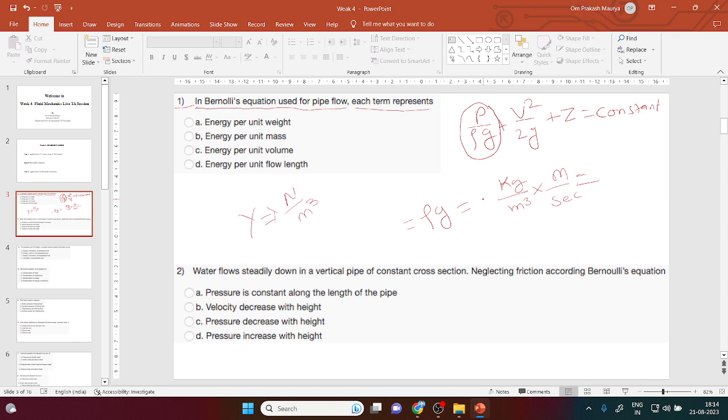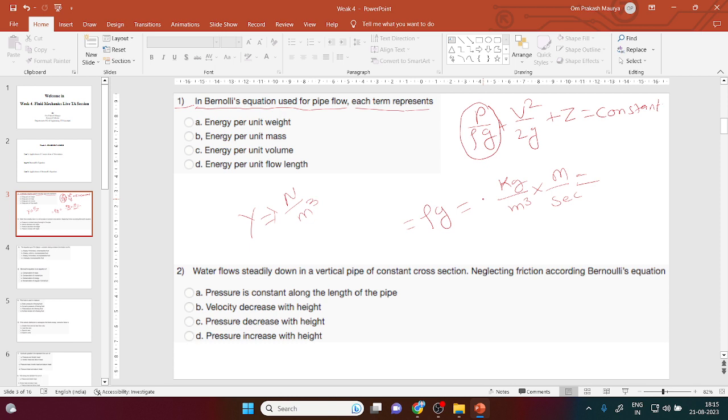So here the question is the Bernoulli equation used for pipe flow. Each term represents the density and g. You all know the definition of specific weight. So this represents the energy per unit weight, not energy per unit mass, right? Yes, sir.